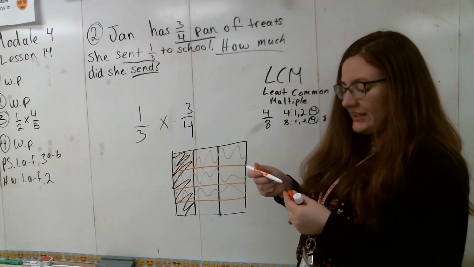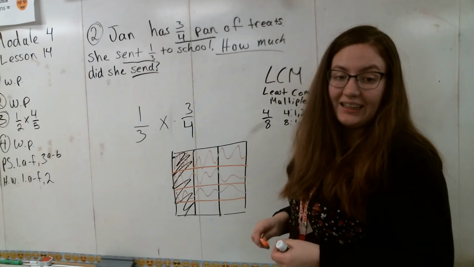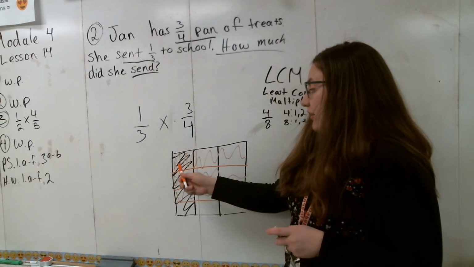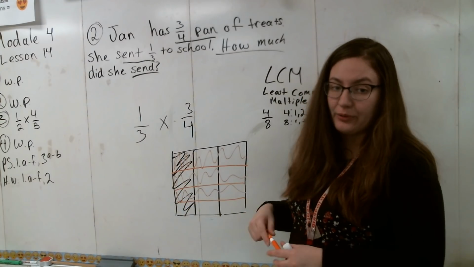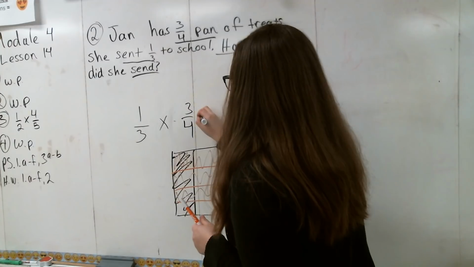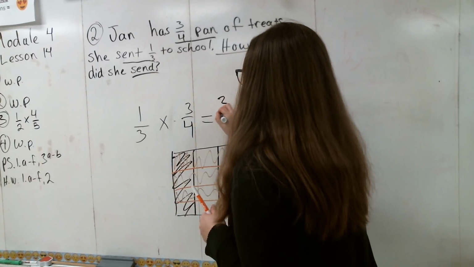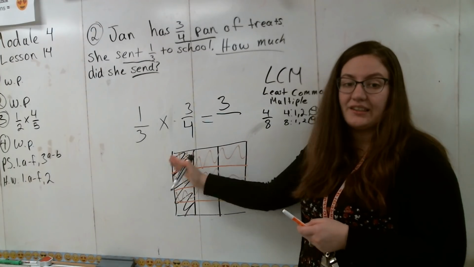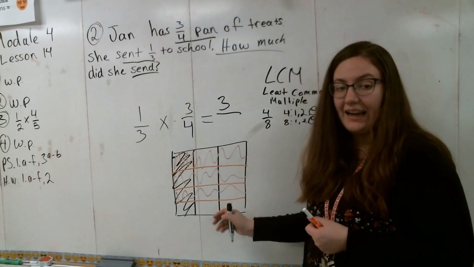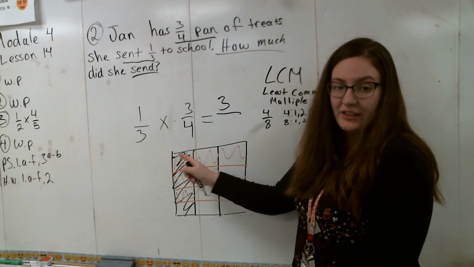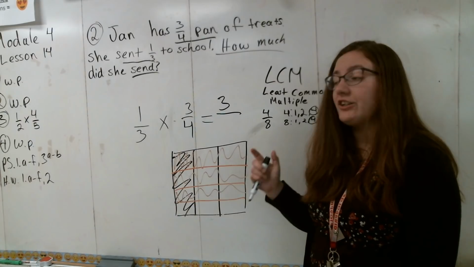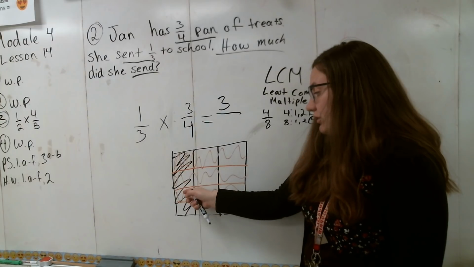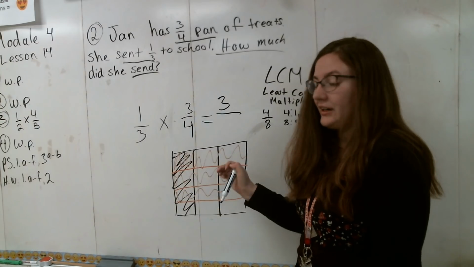And now my final step to solve this problem is to count all the boxes that have both colors in them. So I have 1, 2, 3 boxes that have both colors. So I will write this as 3 over, and now I need to figure out my denominator, which is the total amount of boxes or units that I have. I can easily do this. I don't have to count each individual box. I can just count 1, 2, 3 and then multiply it by this side, 1, 2, 3, 4. So 3 times 4 is 12.